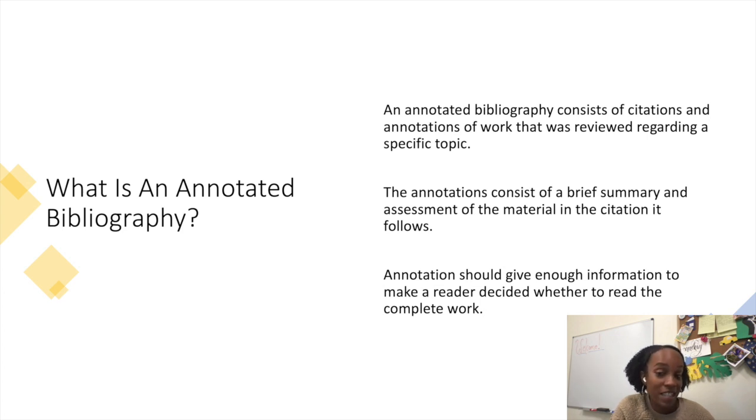The annotations consist of a brief summary and assessment of the material in the citation it follows. So you summarize and then you assess the information that you got. Annotations should give enough information to make a reader decide whether to read the complete work. So you're basically giving a review of the work that you have created a bibliography for.